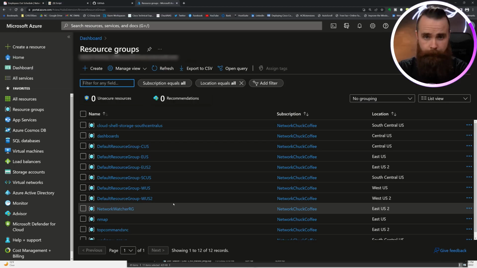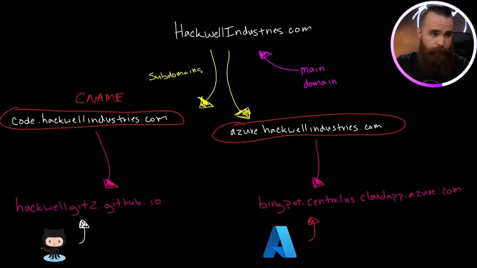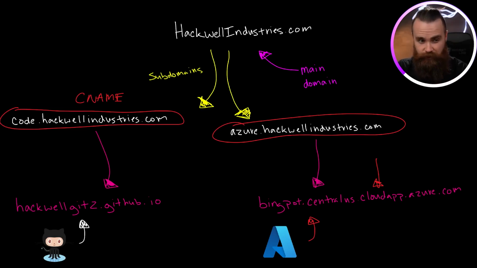Now, the same thing can happen with Azure too. Through our scan, we would discover that azure.hackwellindustries.com is pointing to bingpot.centralus.cloudapp.azure.com. Bernard Hackwell deleted that resource, thereby releasing that domain name out into the wild. Can I claim it? Let's see. In the Azure portal, I'll create a new virtual machine, making sure it's in the Central US region so I can make sure the DNS entry looks just like this.